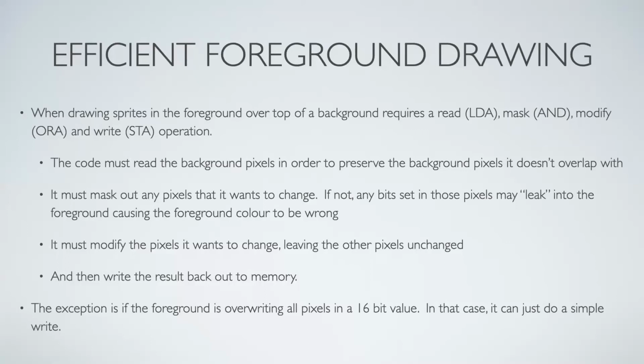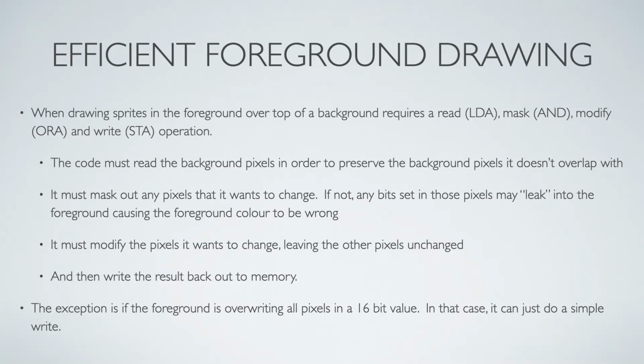Then it needs to turn off the bits in the pixels that the sprite wants to change. If we do not do this, then some bits set in the background on those pixels could leak into the foreground, and the result might be an unexpected color. Then it modifies the pixels it wants to set, and finally writes that back out to video memory. All of that just to modify 4 pixels, and these sprites are much bigger than that.